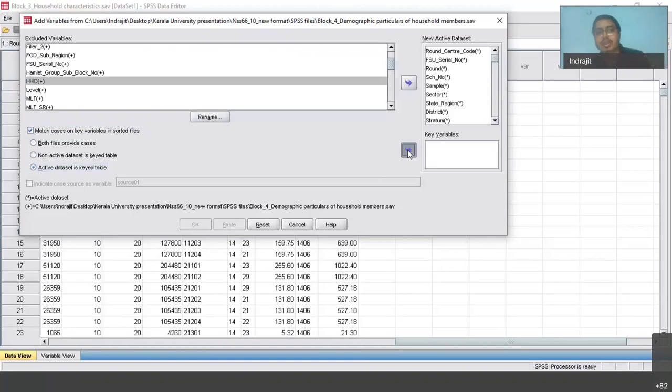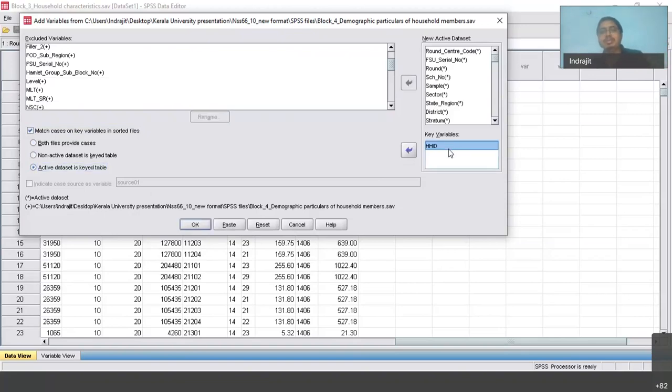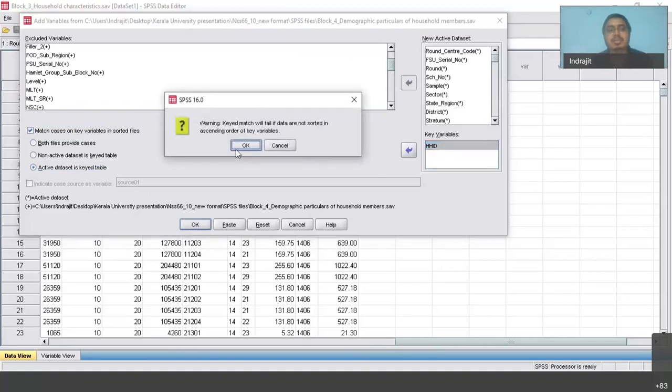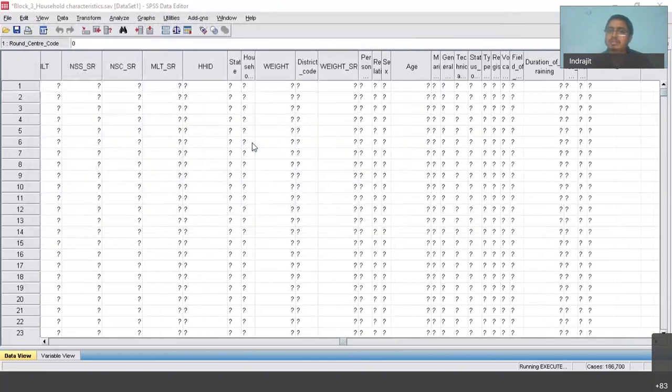So here you have to click. The key variable will be detected as HHID. And now you have to click OK. So one warning will come: key match will fail if data are not sorted in ascending order of key variables. But we have arranged it in ascending order. First, we have sorted it. So we should not be bothered about this message.